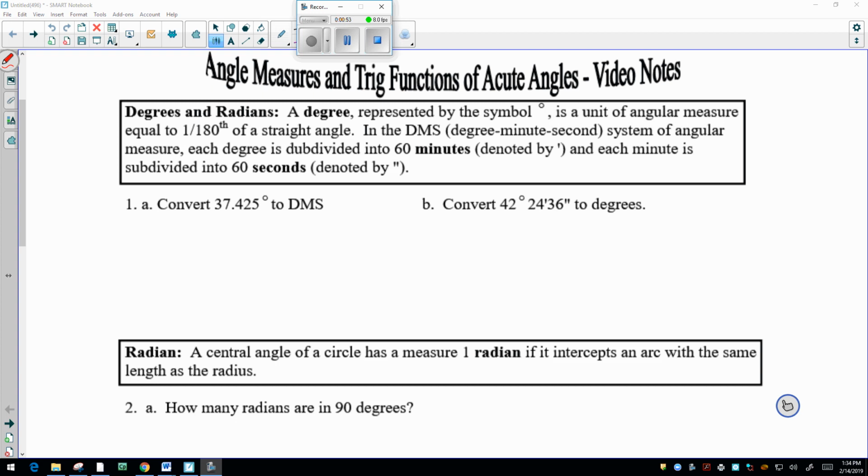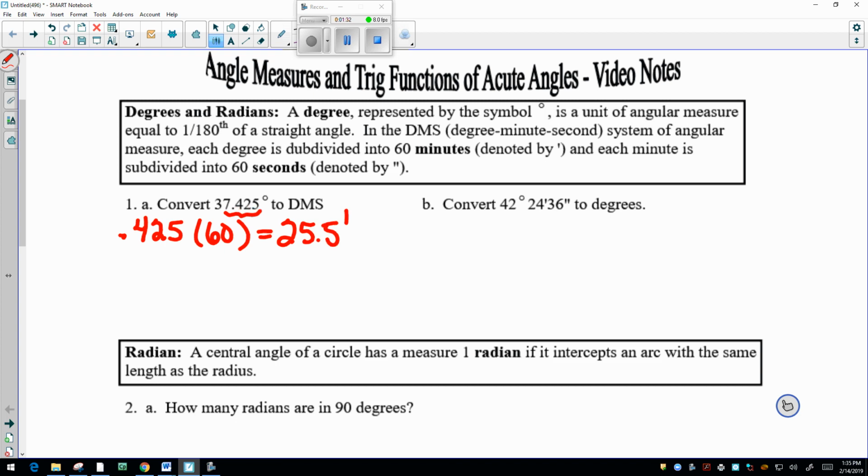For this first problem, converting it to degrees, minutes, seconds, we want to think the portion that we really need to change is really after that decimal point, because that's going to be a part of a degree. So we want to figure out how much of that degree then is in minutes and in seconds. So the first thing I'm thinking is if I take that extra part of the degree, that 0.425, and if I'm trying to convert it into minutes, then I have to multiply it by that 60 minutes per degree.